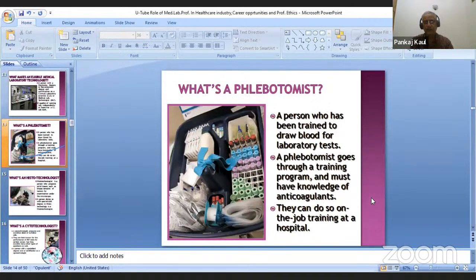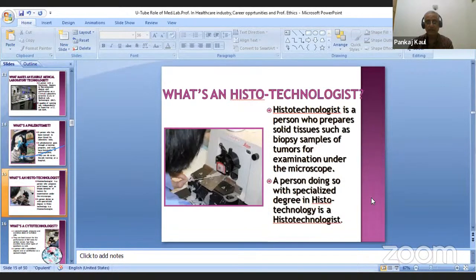Then comes, what does a phlebotomist mean? A person who has been trained to draw blood for laboratory tests. A phlebotomist goes through a training program and must have knowledge of all types of anticoagulants which are used during the investigation. Pre-analytical things, I mean to say. They can also do on-the-job training in the hospital.